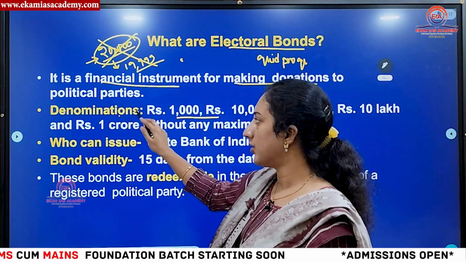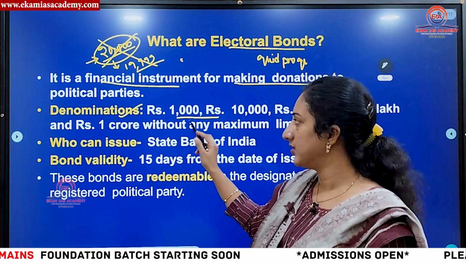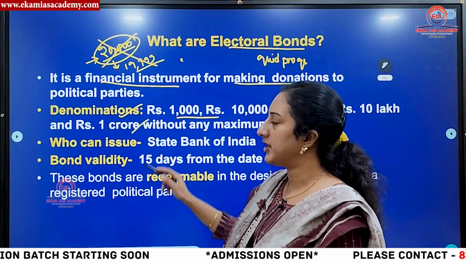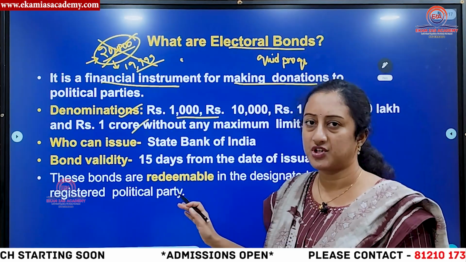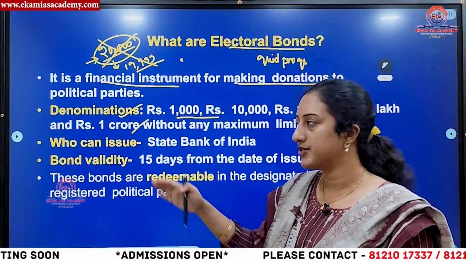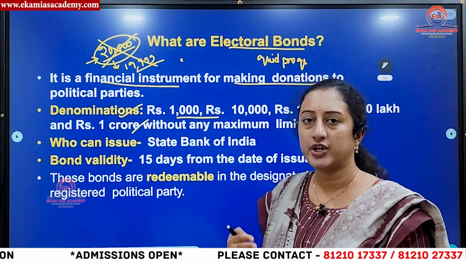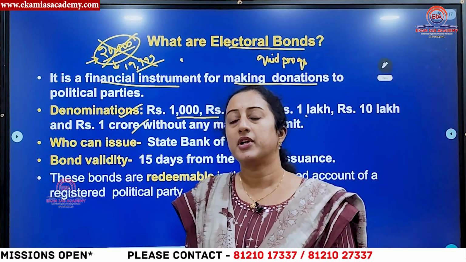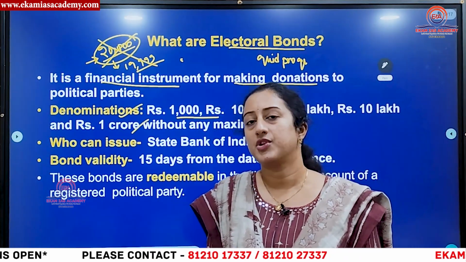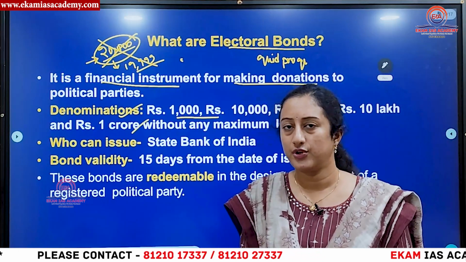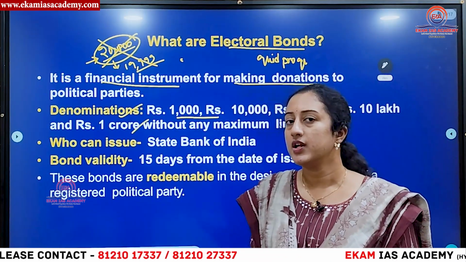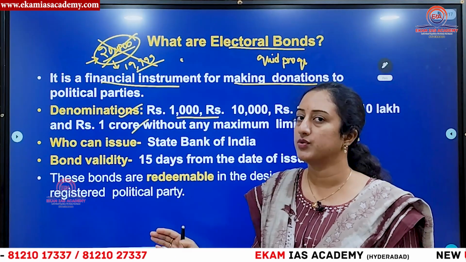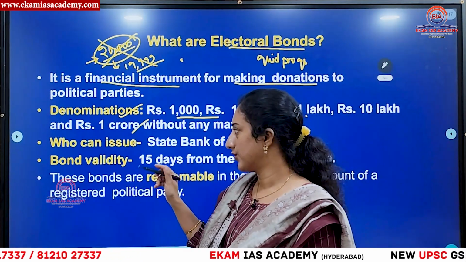Now, in what denominations can it be issued? 1,000, 10,000, like this, up to a maximum of 1 crore, in many multiples. There is no restriction on the maximum limit. Any multiples of these denominations can be given according to your capacity. Then who can give? Not only an individual, but any company or corporation established outside the territory of India can also contribute. That is why this act also made some changes to the Foreign Contribution Regulation Act of 2010, FCRA. We'll see that also.